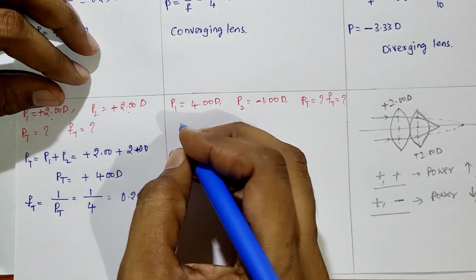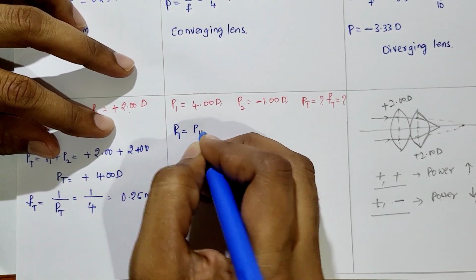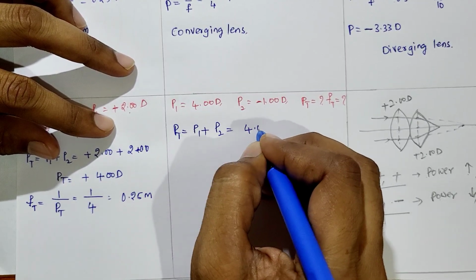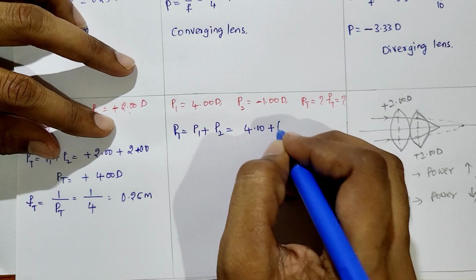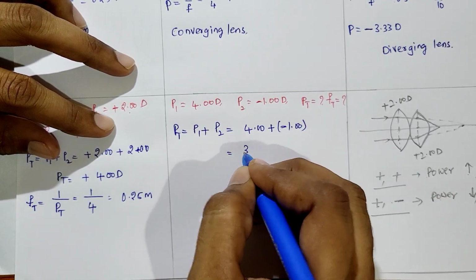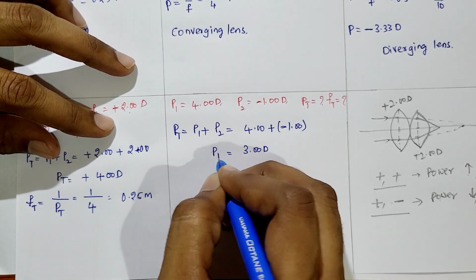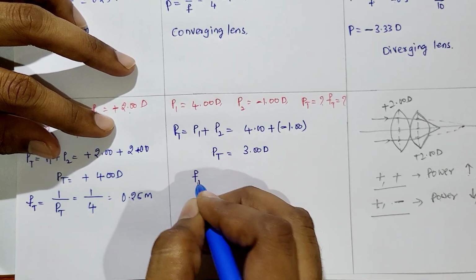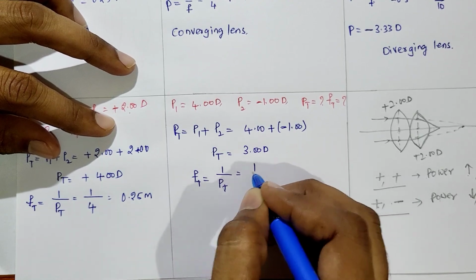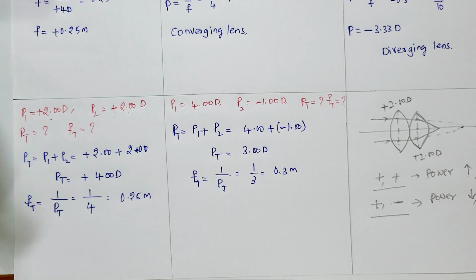Now let us solve one more problem on adding opposite powers. Now see, total power formula P total is equal to P1 plus P2. What is P1? 4.00 plus P2 is minus 1.00. 4 minus 1, 3.00 diopter. So total power is 3 diopter and total focal length will be 1 divided by total power, that is 1 divided by 3, that will be 0.3 meters.